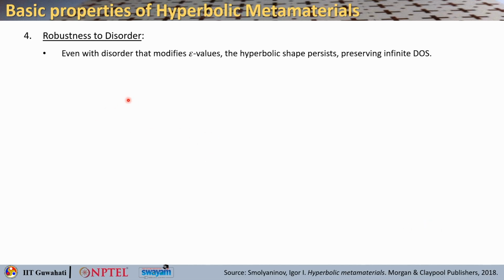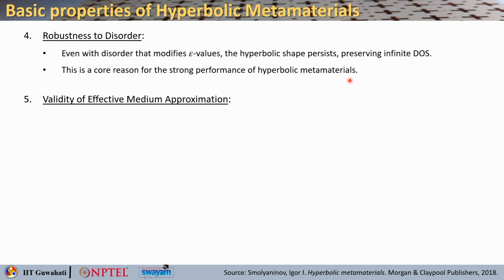Now, how are they robust to disorder? So, even with disorder that modifies the permittivity values, you will see that the hyperbolic shape still persists. That means it can still preserve the infinite density of state, and this is one of the main reasons why this hyperbolic metamaterial's performance is very strong and robust.